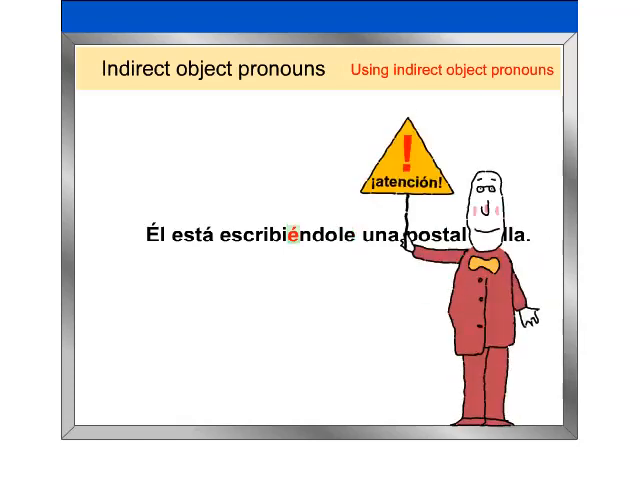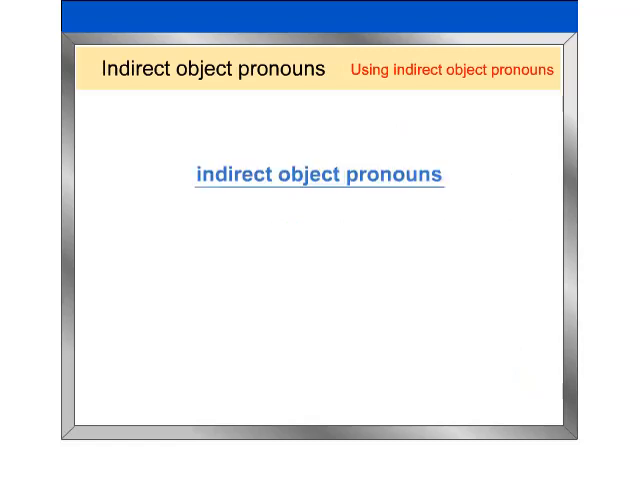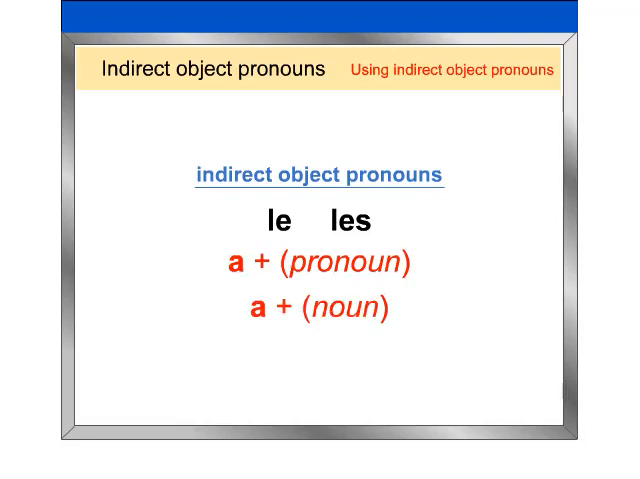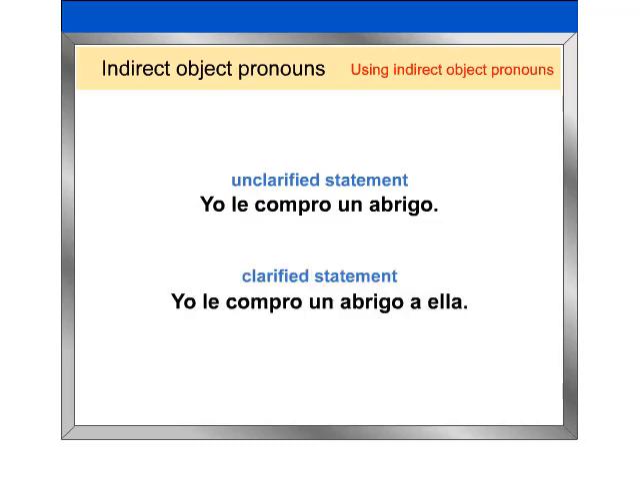Atención! When an indirect object pronoun is attached to the present participle, an accent mark is added to maintain the proper stress. Because the indirect pronouns le and les have multiple meanings, Spanish speakers often clarify to whom the pronouns refer with the preposition a plus a pronoun or a plus a noun. For example, yo le compro un abrigo. Yo le compro un abrigo a ella.